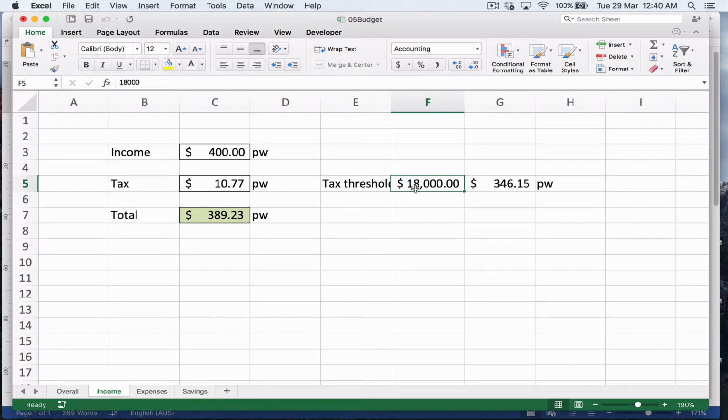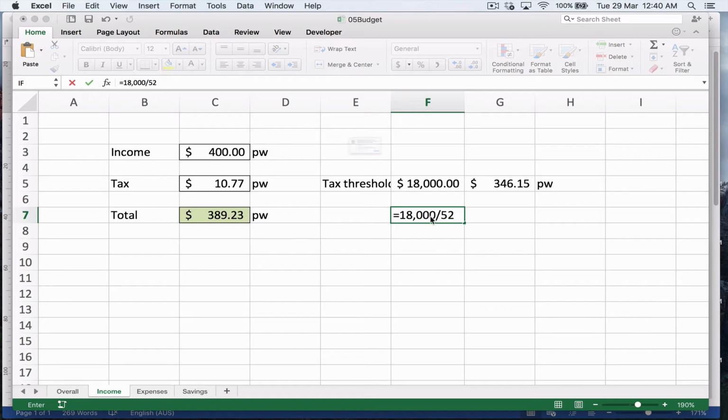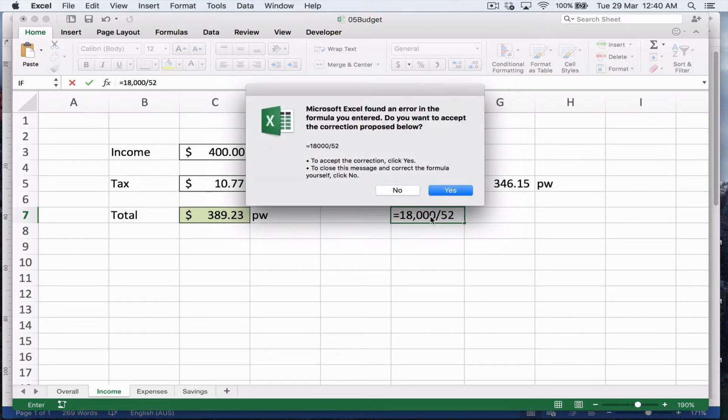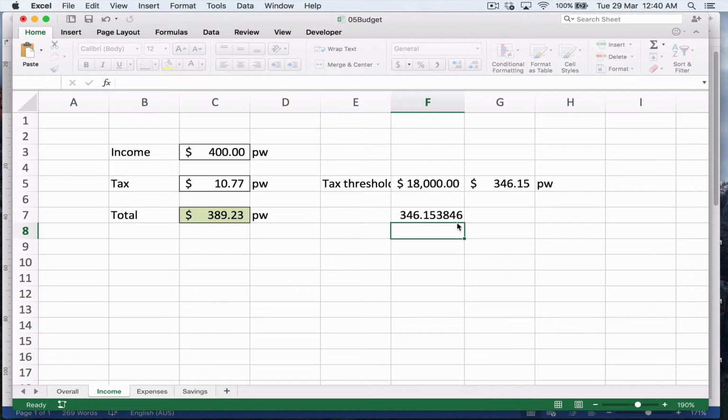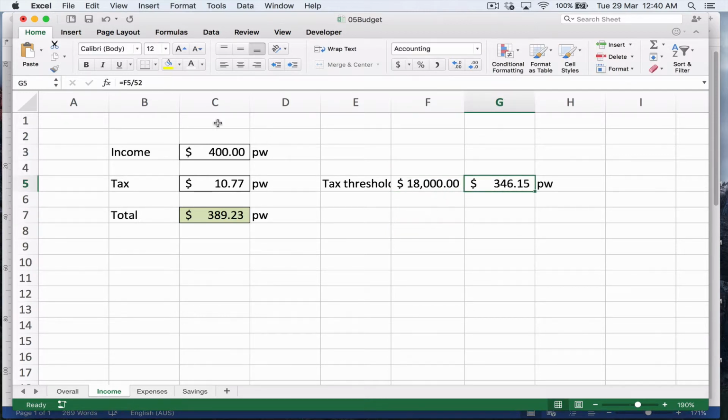So what we do is start off. We need to work out how much $18,000 works out to be per week. Now, I can work that out just by calculator. Equals 18,000 divided by 52 weeks. Yep, 346. However, what happens if the tax changes? So instead, we're just going to use our formula up here. So equals this divided by 52. 346. So that means that if we're earning more than $346, we have to pay 20 cents on the dollar.